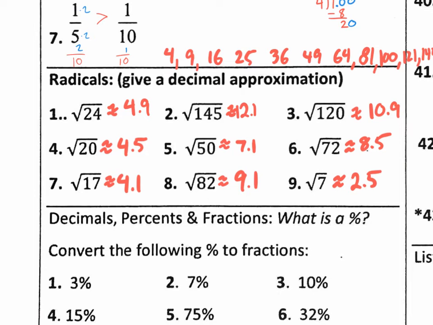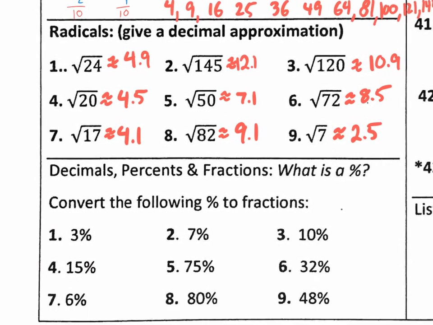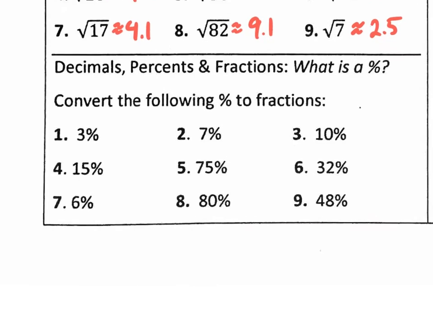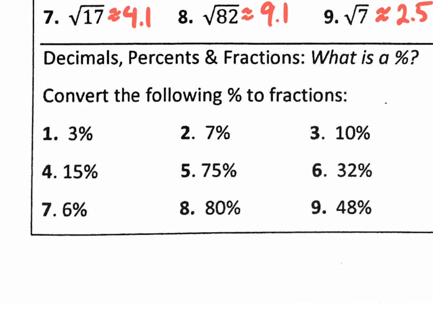Hopefully you got them. This next section says decimals, percents, and fractions. What is a percent? We just said that a percent is per 100. Okay, so everybody write that down right there. It's super small, that space, but per 100. It's really a fraction, right? And that fraction is going to be over 100. 100 will always be the denominator when you convert a percent to a fraction.